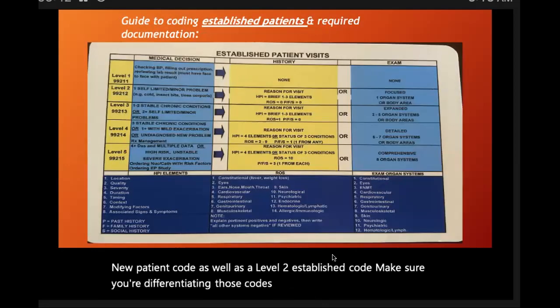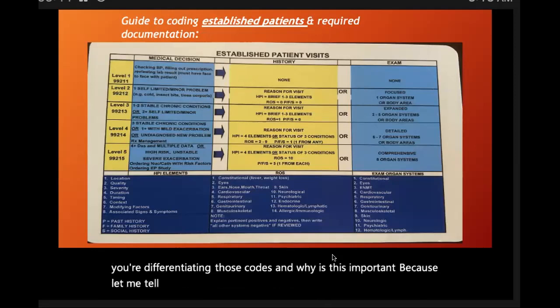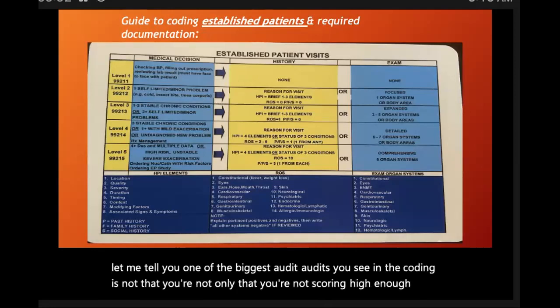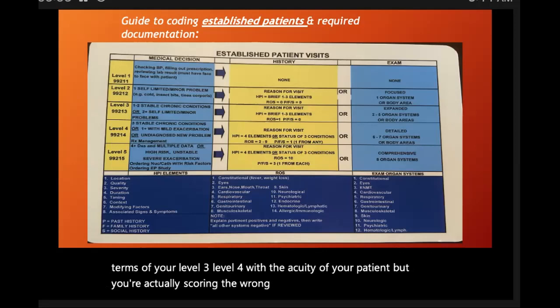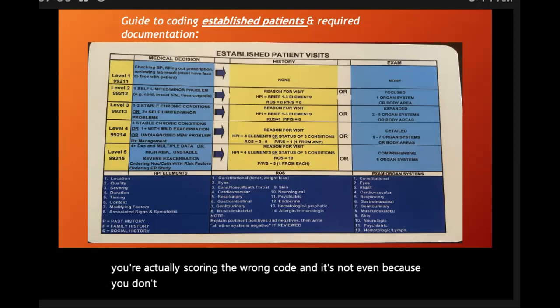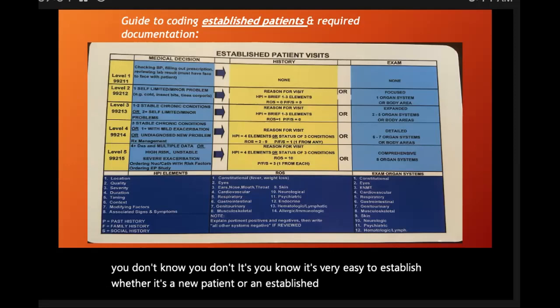And why is this important? Because let me tell you, one of the biggest audits you see in the coding is not only that you're not scoring high enough in terms of your level 3, level 4 with the acuity of your patient, but you're actually scoring the wrong code. And it's not even because you don't know. It's very easy to establish whether it's a new patient or an established patient. It's just a simple mistake.